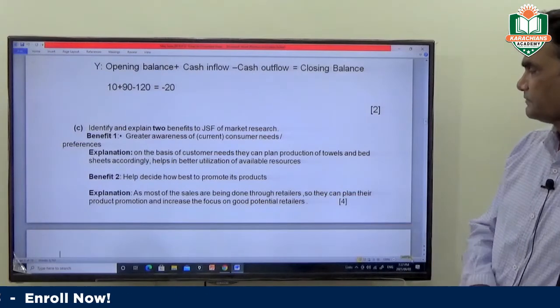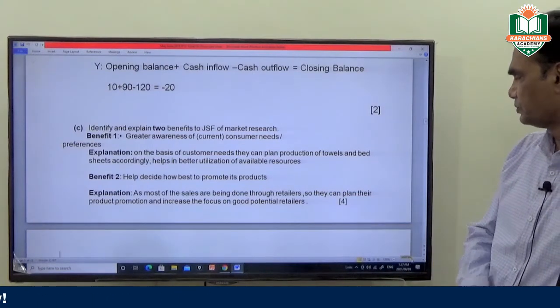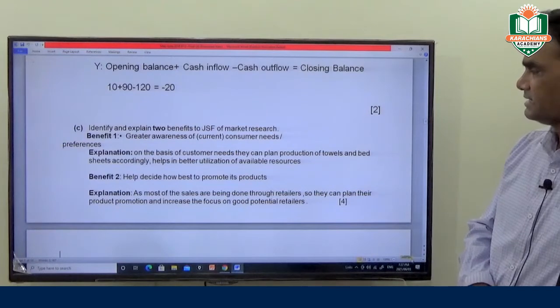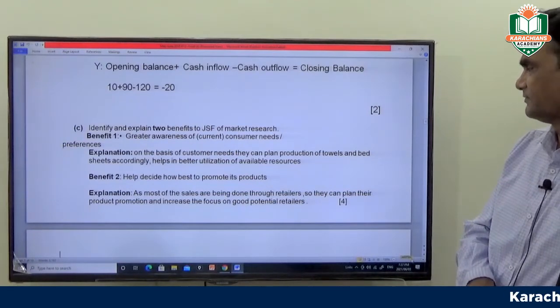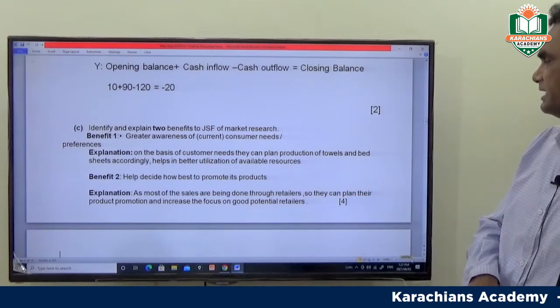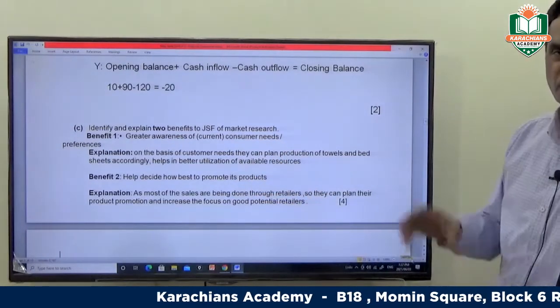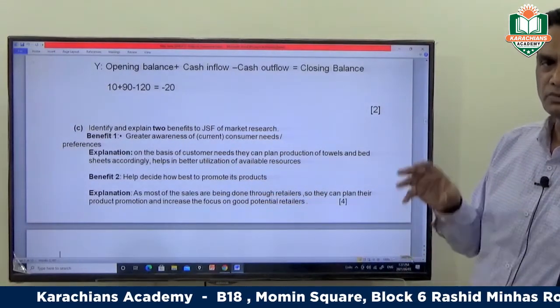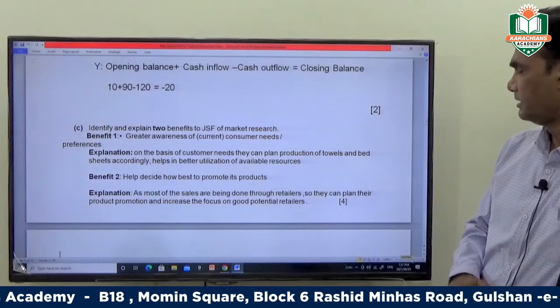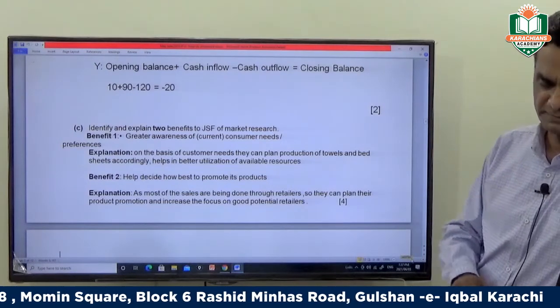Explanation: as most of the sales are being done through retailers, they can plan their product promotion and increase the focus on retailers with good potential. On the basis of research, we can focus on those retailers who have good potential for growth, and where we can get more benefit.